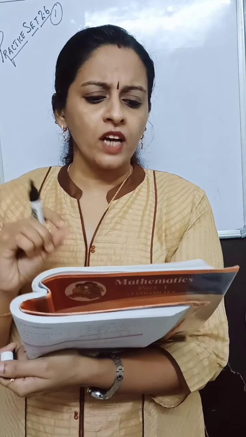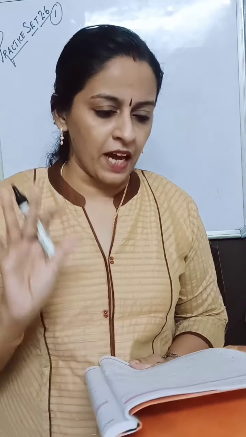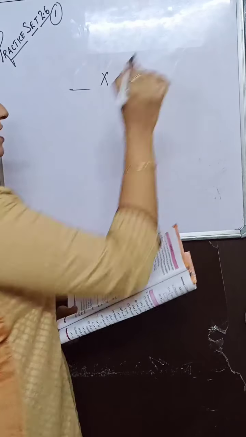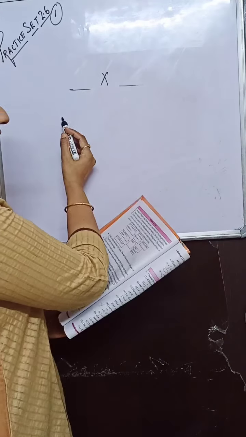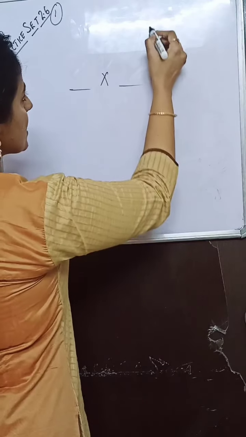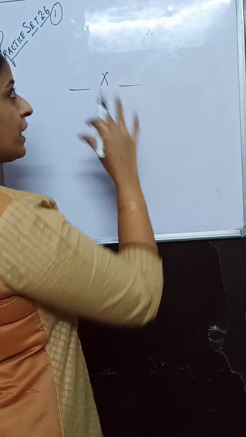The first sum, practice set 2.6: the product of Pragati's age 2 years ago and 3 years hence is 84. Product of Pragati's age. Product means what? Multiply. What are you multiplying? You are multiplying two quantities. One is Pragati's age 2 years ago. If suppose Pragati's age is X, Pragati's age 2 years ago will be 2 years ago.